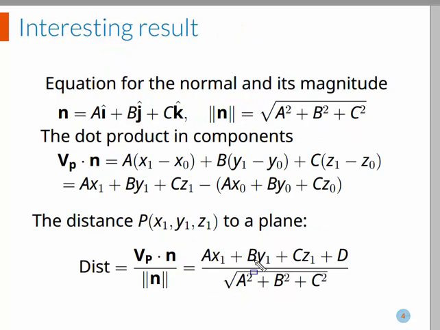Now, to derive the interesting result that I talked about at the beginning, we're going to work out some of the terms. All right, so the normal we're going to write as here. The normal is, with A, B, C for its components. Then the magnitude of the normal would just be the square root of A squared plus B squared plus C squared. So here's our denominator right here. Got that done.